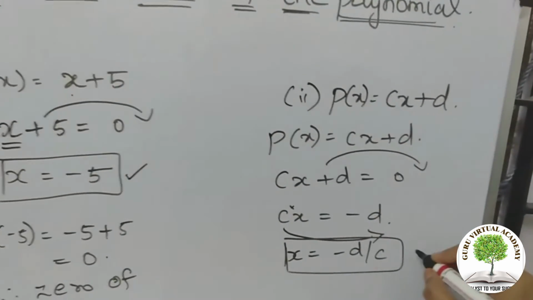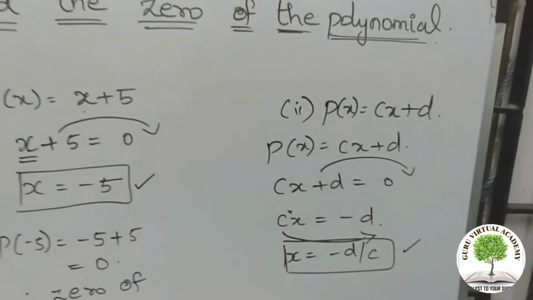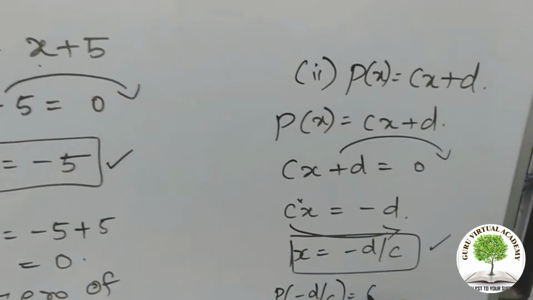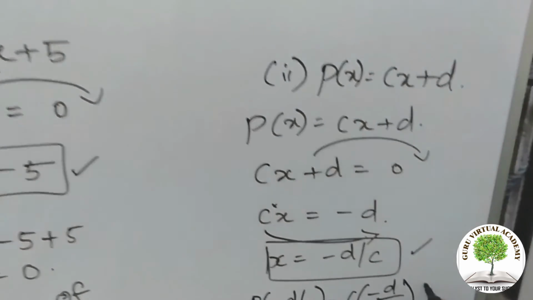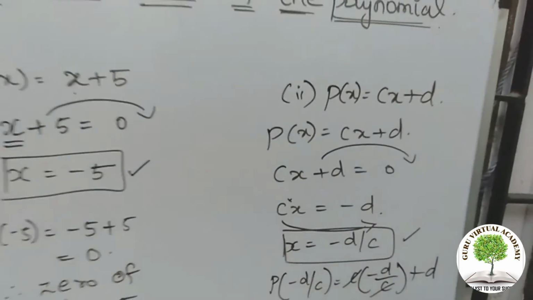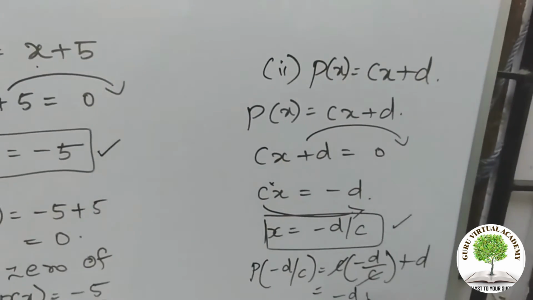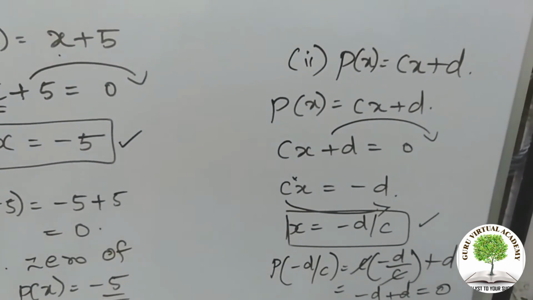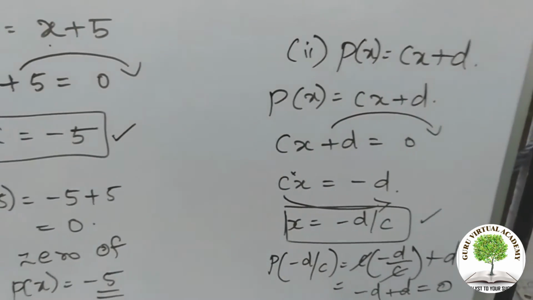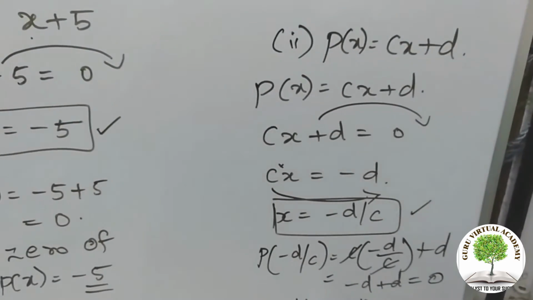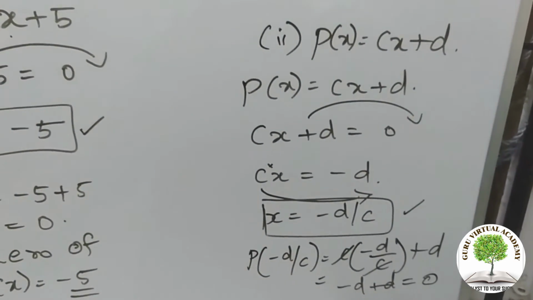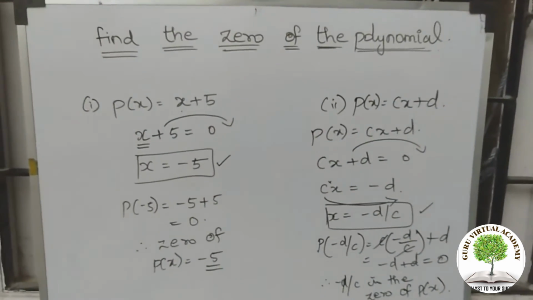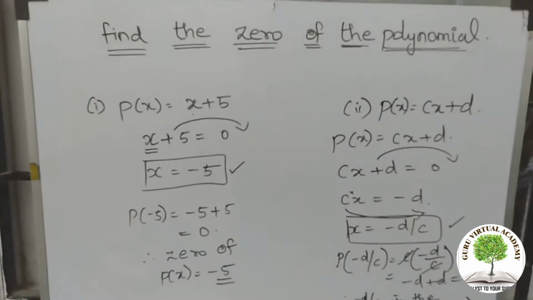Now what we are going to do is check if this satisfies our condition. So P of minus d by c is equal to c into minus d by c plus d. So this c and c will get cancelled. So we are left with minus d plus d, which is nothing but 0. So therefore minus d by c is the 0 of the polynomial. So I repeat, the first step is to consider the expression equal to 0.